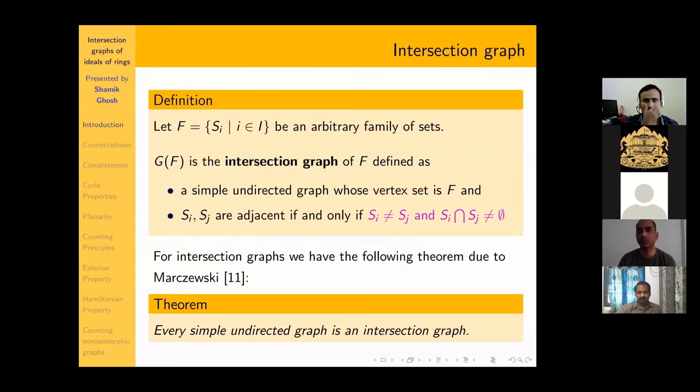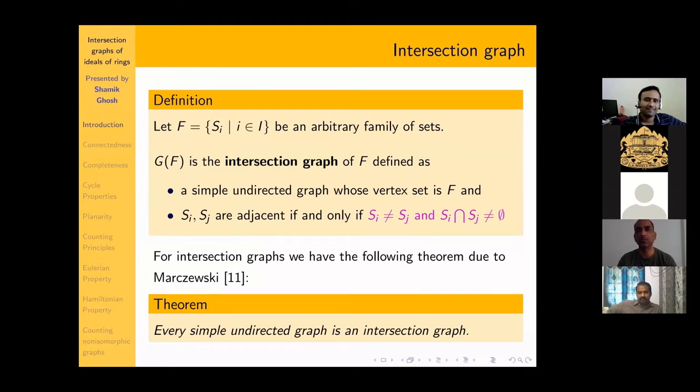Can you see the presentation? I switched the paper. Yes, we can see your presentation. So you have a slide on intersection graph now. Yeah. Okay. I am asking because there were a lot of technical problems before.